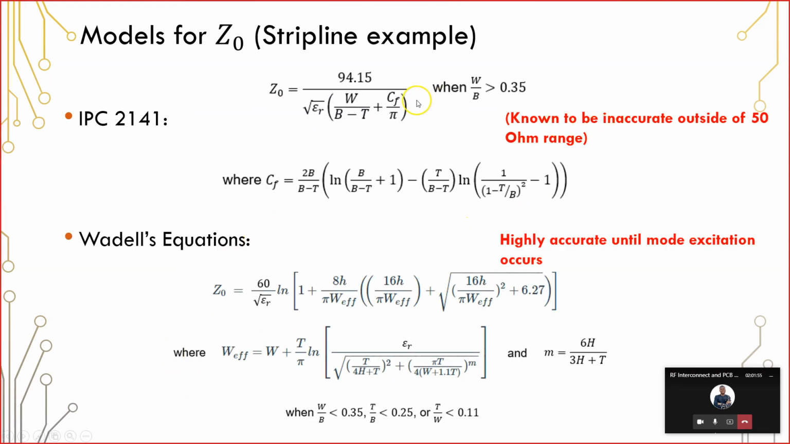Strip lines. We also have the same thing with strip lines. So we have a formula from the IPC 2141 standard, and again, known to be inaccurate outside of a 50 ohm range. So you can use this to get reasonably accurate results up into the gigahertz frequencies, so low gigahertz, if you're only working with 50 ohm transmission lines. And so when I say you're only working with 50 ohm transmission lines, well, what you do is you pick two of these parameters, and then you solve for the third parameter based on your target impedance of 50 ohms, and you'll get a reasonably accurate result.